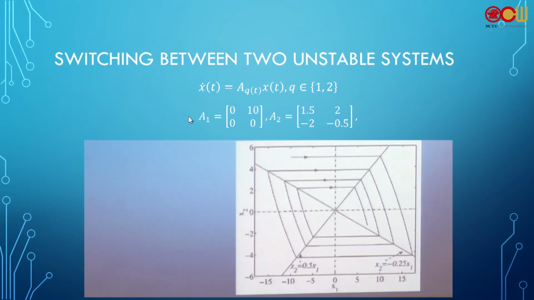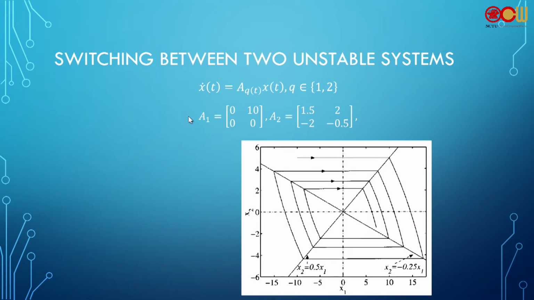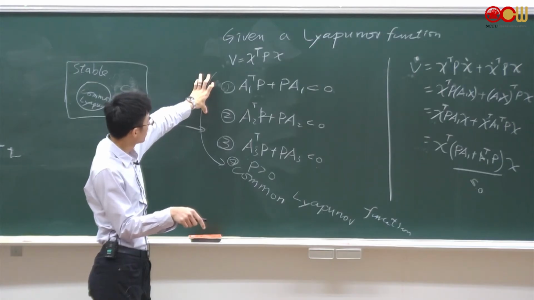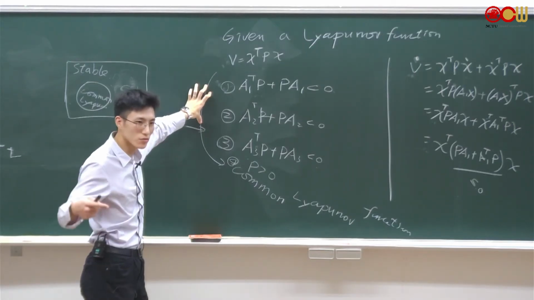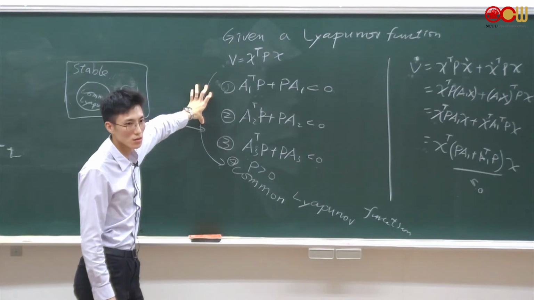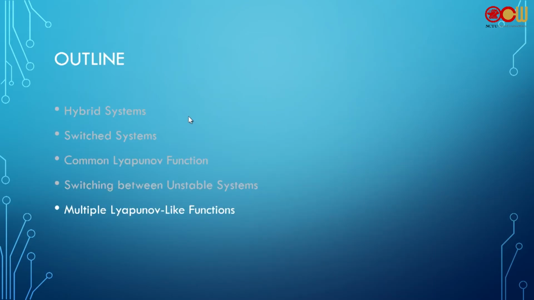So that's the example when you switch between unstable systems. It's a phenomenon that is hard to imagine before this class. Again, to find that condition, first you can try common Lyapunov functions, to see if one exists or not. There's another tool called multiple Lyapunov functions, or Lyapunov-like functions. Multiple means more than one Lyapunov function.